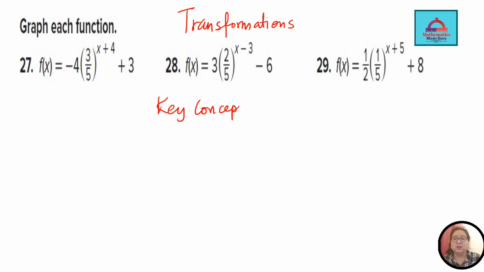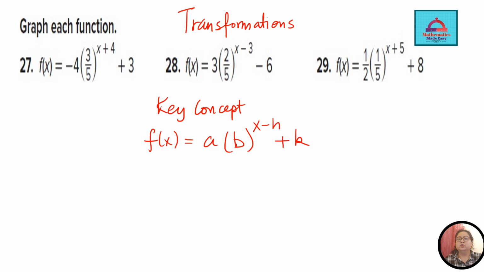When I say key concept, you have to remember it, the formula and everything, and use it to solve the question. So the key concept is that if your function is given by a times b to the power x minus h plus k. This is the transformed function, and for this the base function is definitely your exponential function, b to the power x.